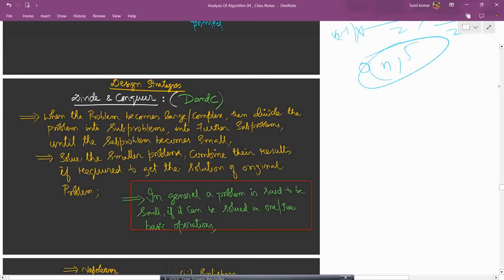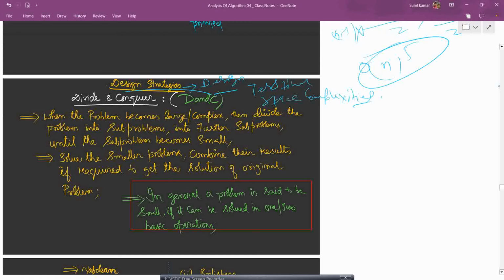So what are design strategies? These are strategies to design an efficient approach to solve a particular problem in a very efficient manner, in which it takes less time and space complexities.